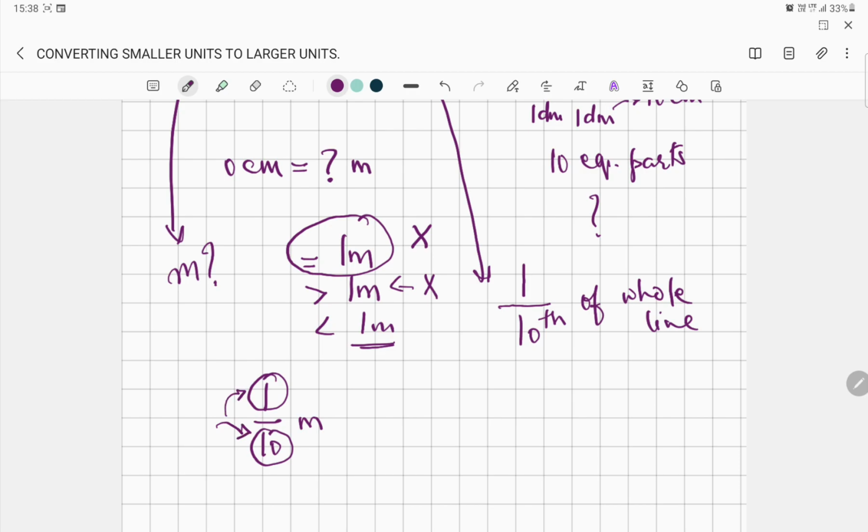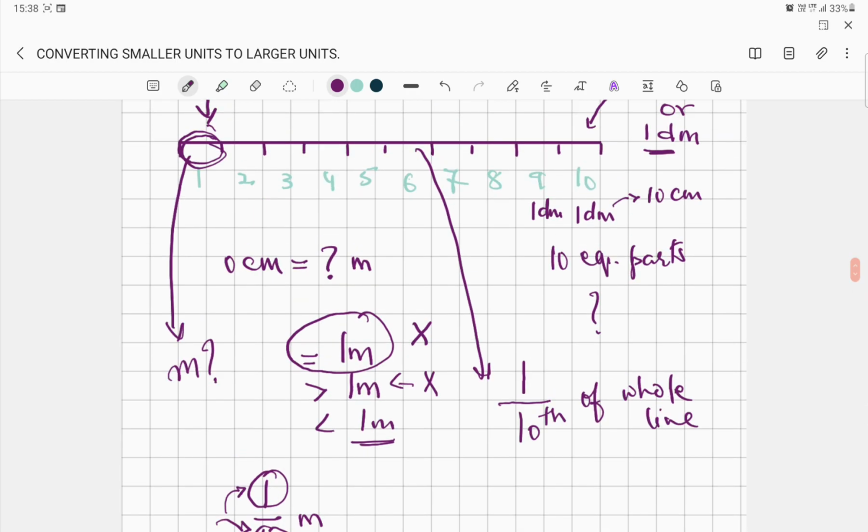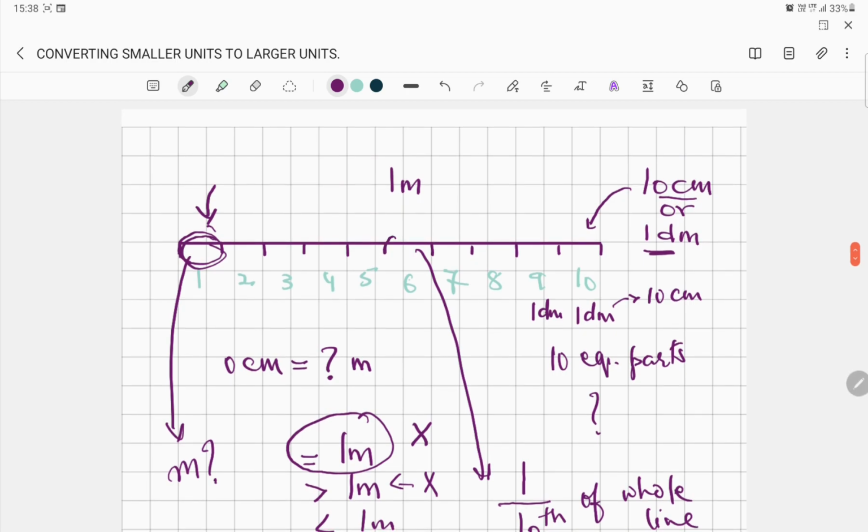But now this example that I've just done is just to make you understand how a small part of a larger unit can still be described in the same large unit. So each small tiny section is 1 by 10 meters. So all of these parts can be written as 1 by 10 meters. So all of them are 1 by 10 meters, right? So we have actually described the small parts of the line in a larger unit.